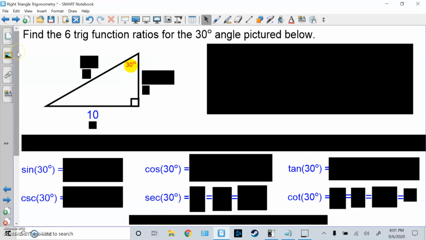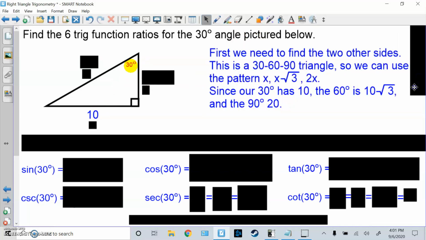Alright, find the 6 trig functions for the 30-degree angle pictured below. This is all they give us. So here's our plan. We first need to find the other 2 sides. Unfortunately, I can't do the Pythagorean Theorem here, but I know it's a 30, 60, 90 triangle because of the 30-degree angle. So we'll use the pattern x, x root 3, 2x.